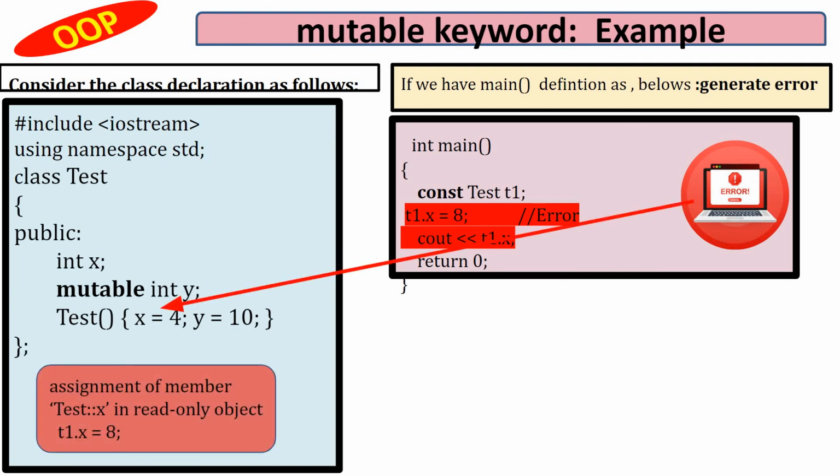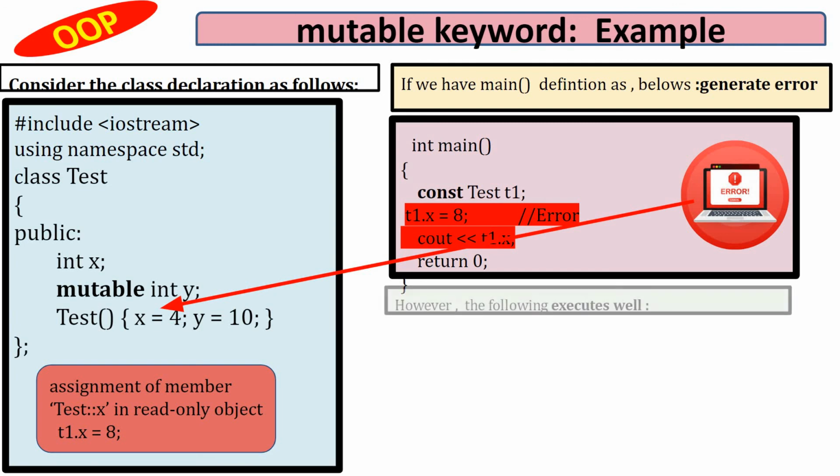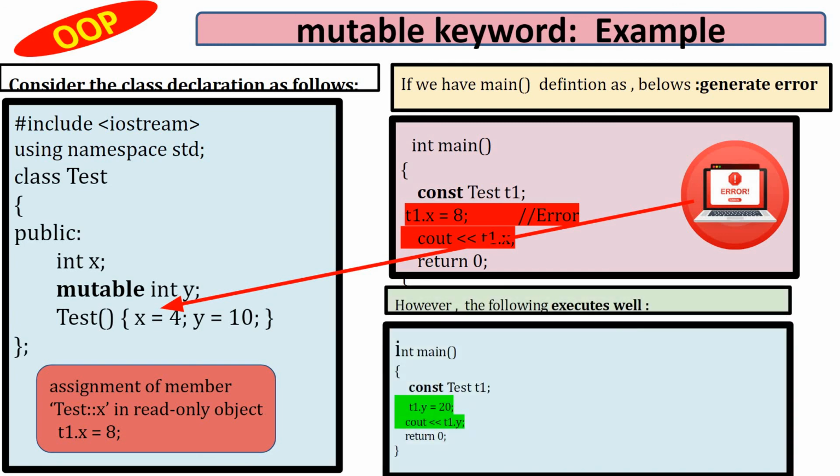Now assignment of member x is read only for the object, t1.x is equal to 8. However this executes well for y, and we can see now, to make it accessible, we make constant test t1 and t1.y is equal to 20, then cout t1.y and then return 0.